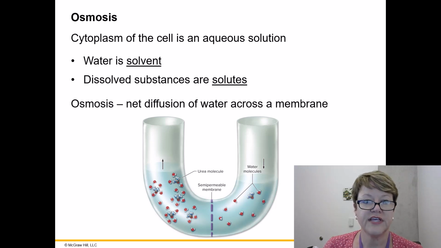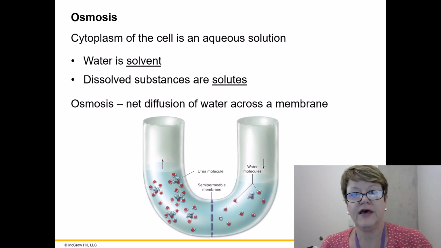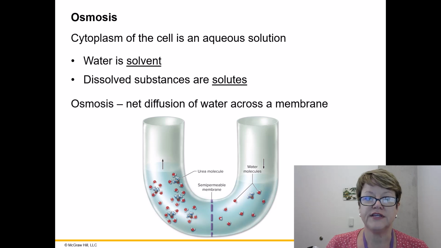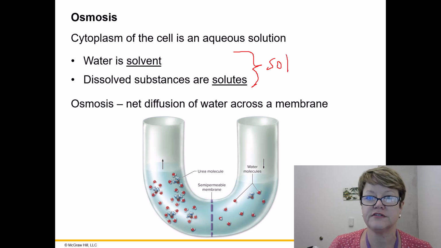Right, in this lecture segment, we're going to look at how water diffuses through a membrane. The cytoplasm, the inside of the cell, the cytosol really, is the aqueous solution of the cell. And so water is the solvent, and anything that's dissolved in the water are the solutes, and the combination of both makes the solution. So solvent plus solutes equals solution.